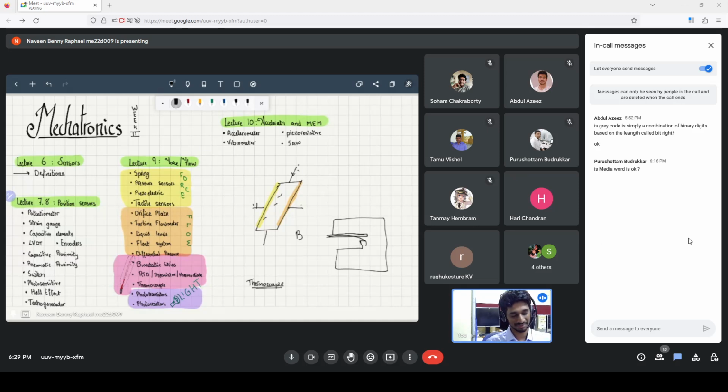We do use thermocouples for cold as well. My question is whether we cannot fix it, that it is only a thermocouple for high temperature. Sorry, high temperature.